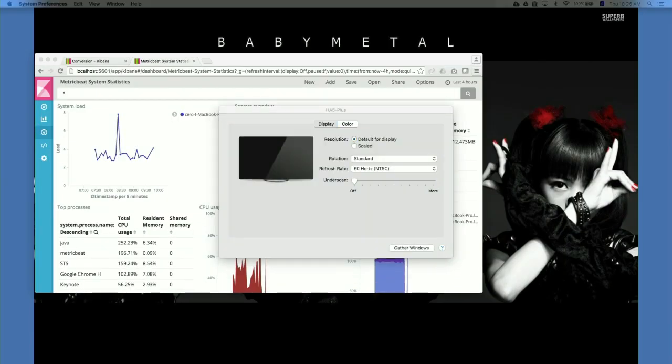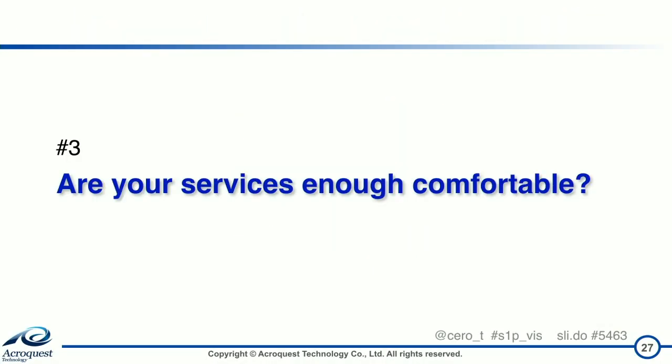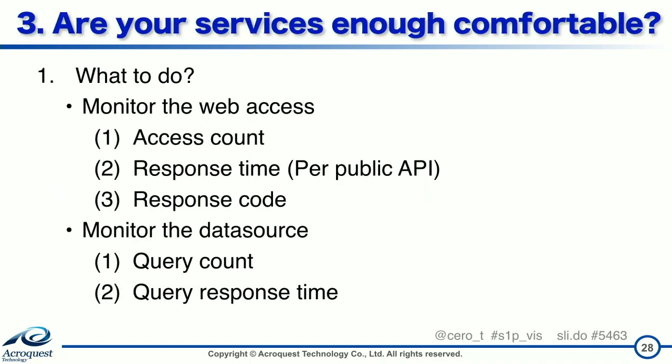OK, let's go back to the slides. The next question is, are your services comfortable enough? What to do? First of all, you should monitor the web access. Web access means you should monitor the public API access: the access count or response time per public API, and response status codes, whether all of them are 200 or 500, 400 or something. And monitor the data source, query count, and query response time.